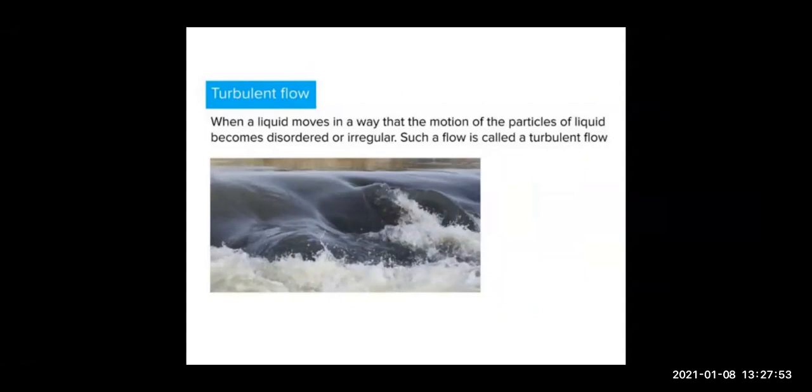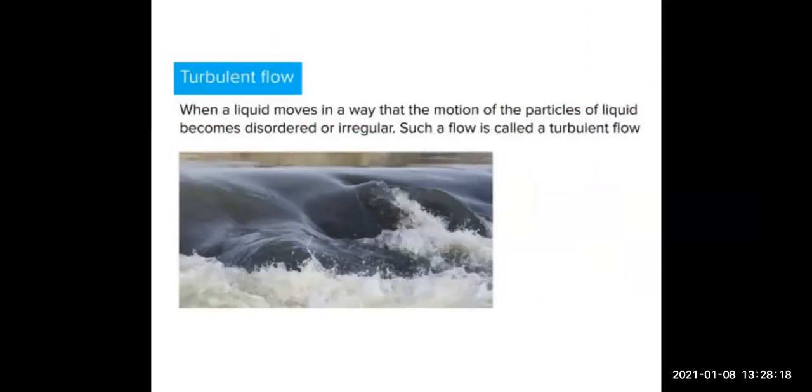When the liquid is moving in such a manner that the motion of the particles becomes irregular, the layers are overlapping and disordered, with all irregular motion of the particles. The liquid particles are moving all irregularly. Such a flow is known as turbulent flow.